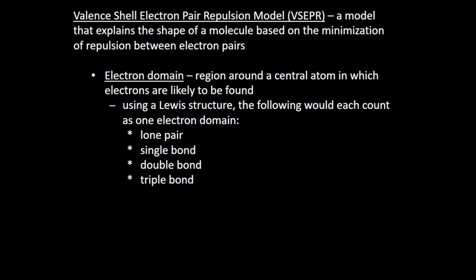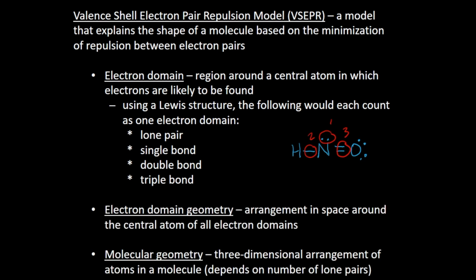An electron domain is a region of space where electrons are. A lone pair counts as one electron domain. A single bond counts as one electron domain. A double bond or triple bond also counts as one electron domain. For example, this nitrogen has 3 domains. The lone pair is 1, the single bond is the second, and the double bond is the third.